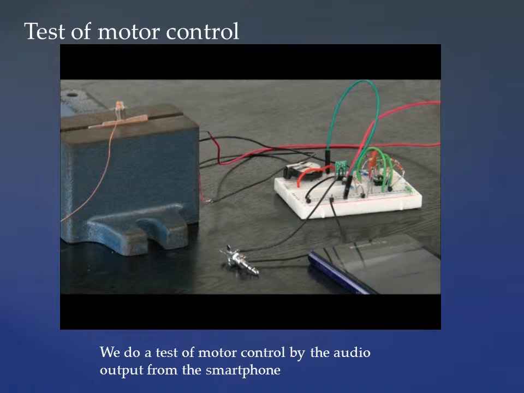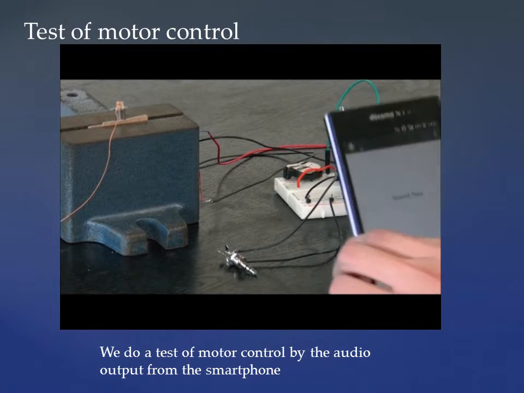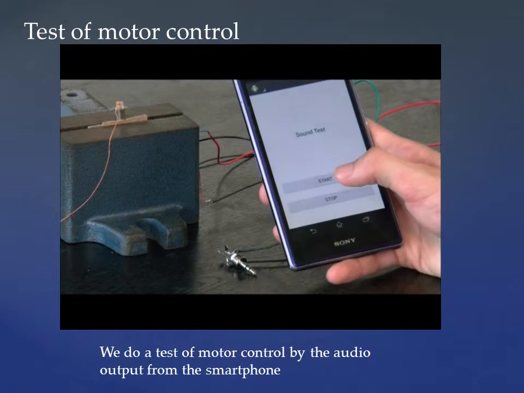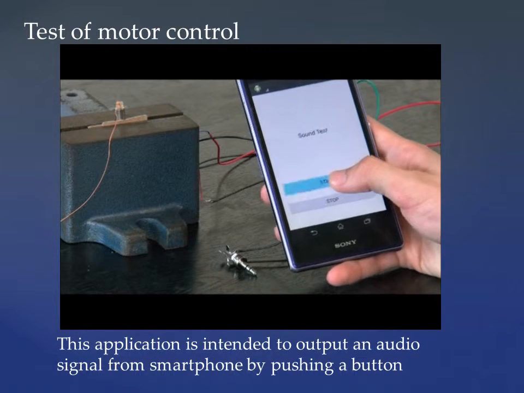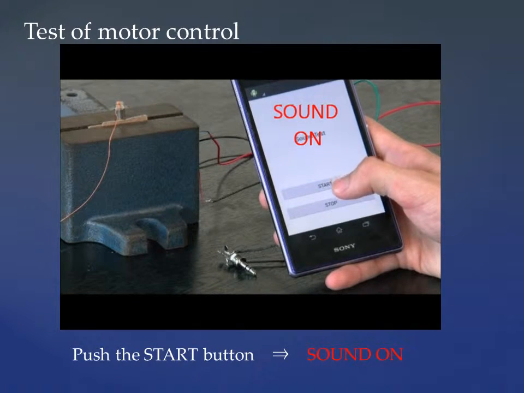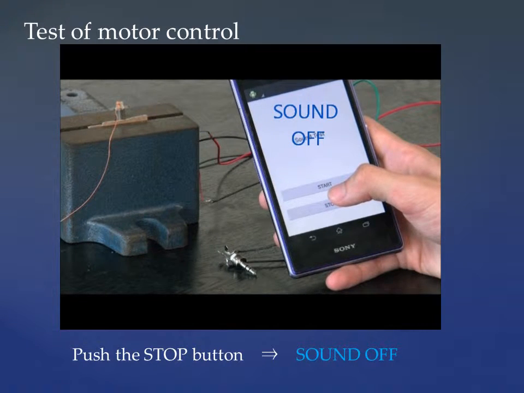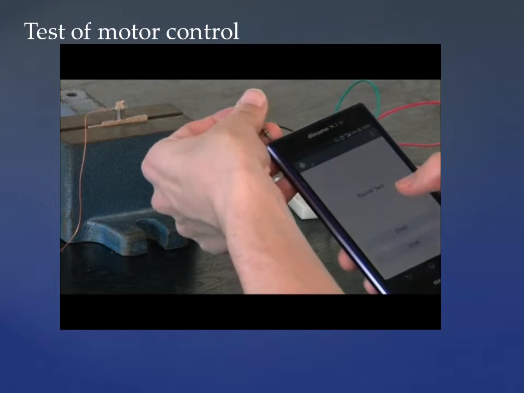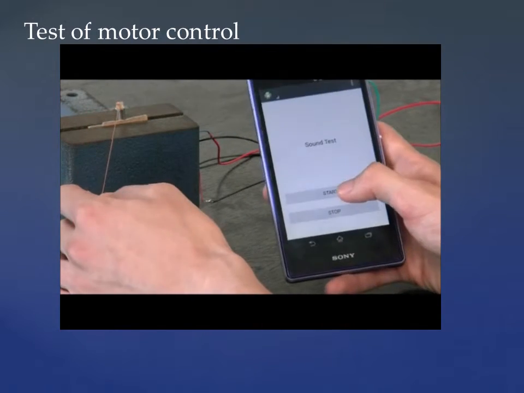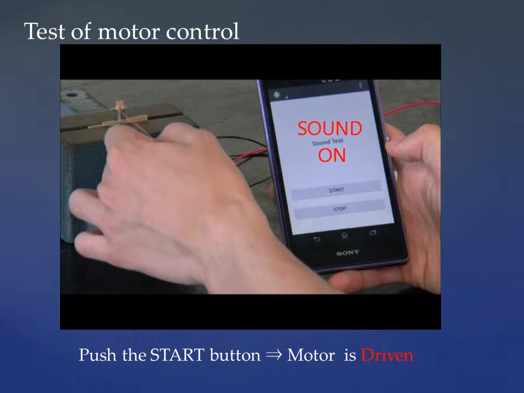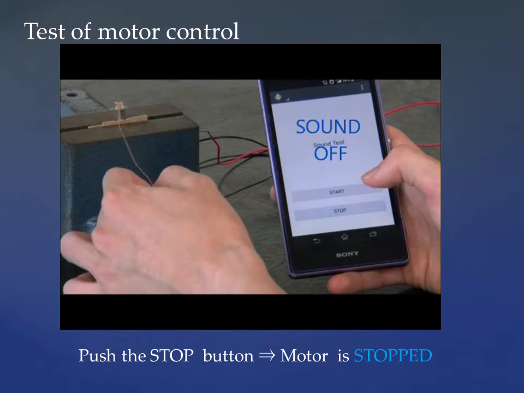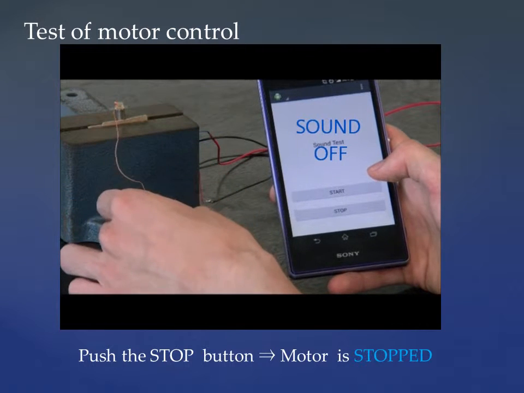We do a test of motor control by the audio output from the smartphone. This application is intended to output an audio signal from the smartphone by pushing a button. If we push the start button, the motor is driven and the thread is stretched. If we push the stop button, the motor is stopped and the thread isn't stretched.